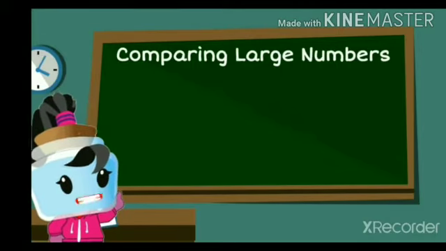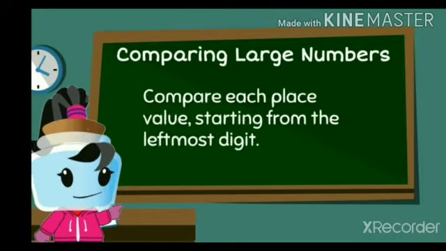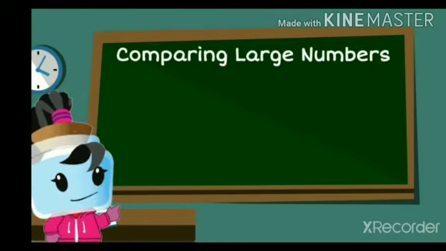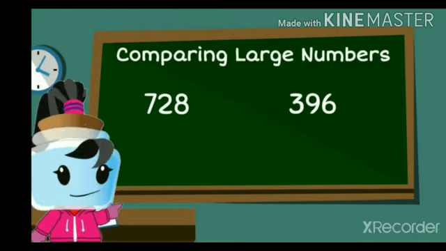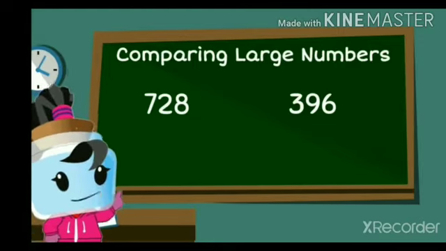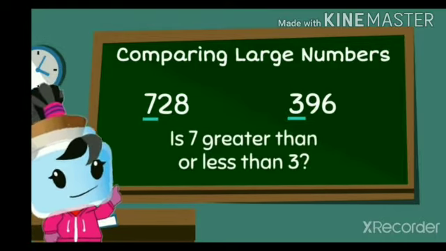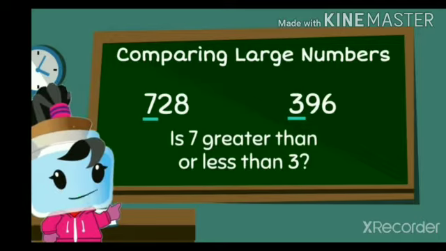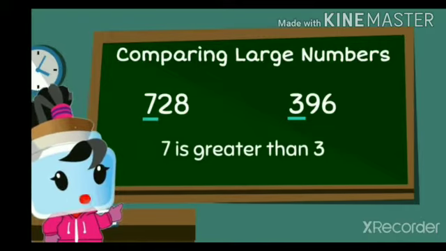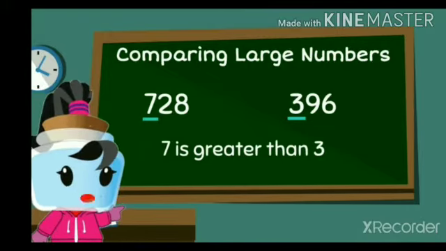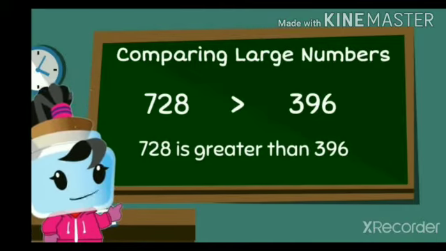In comparing large numbers, we compare each place value starting from the leftmost digit. For example, let's compare 728 and 396. Start by comparing the leftmost digits, which are in the hundreds place. Is 7 greater than or less than 3? You got it! 7 is greater than 3. That means 728 is greater than 396.